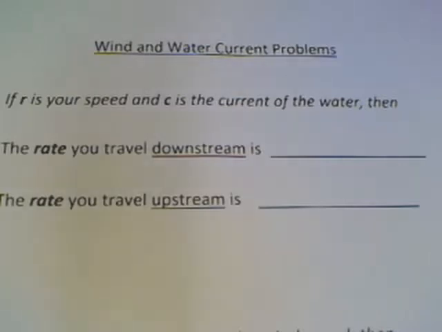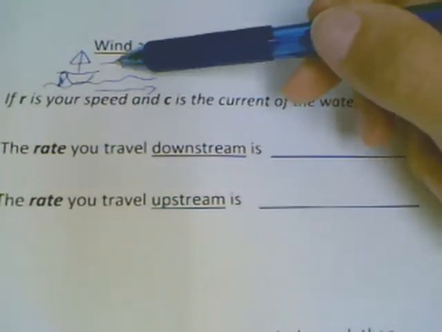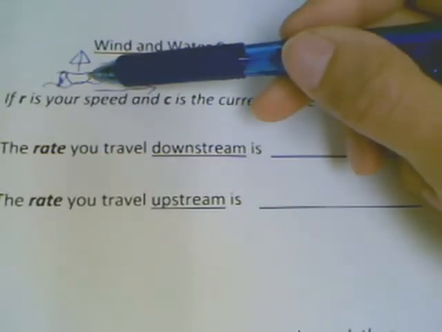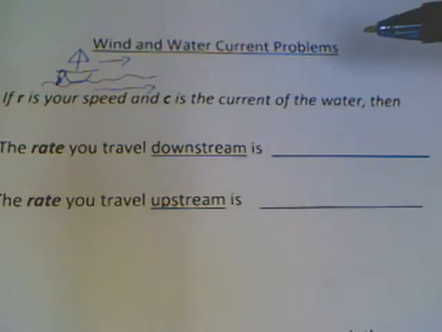In this section, we're going to discuss word problems that have to do with wind and water current. So what we need to realize is that if you're sitting on a boat in the water, and the current is going this way, and you are trying to travel this way, with your motor or whatnot, your speed is actually going to be faster than the speed of the boat just pushing itself, because the current will also push you.